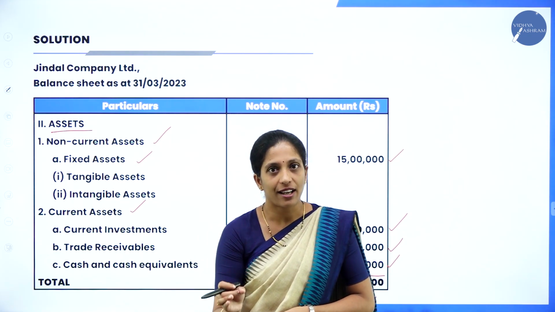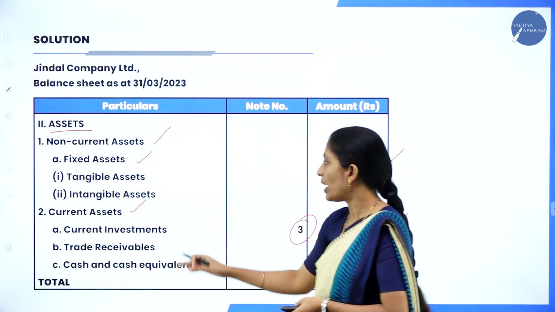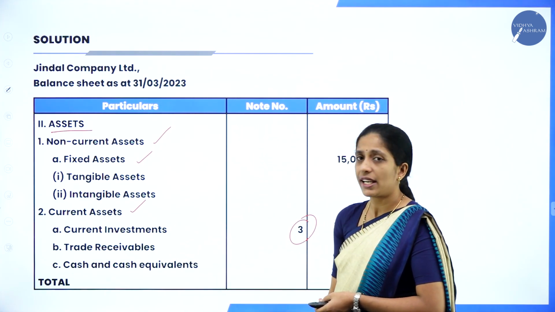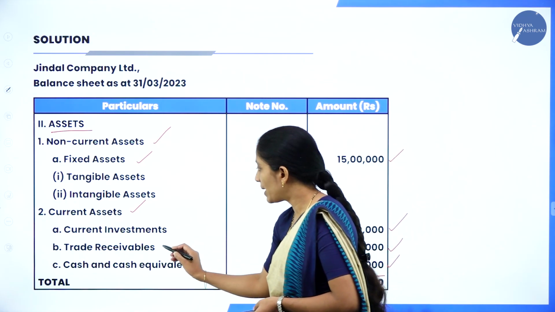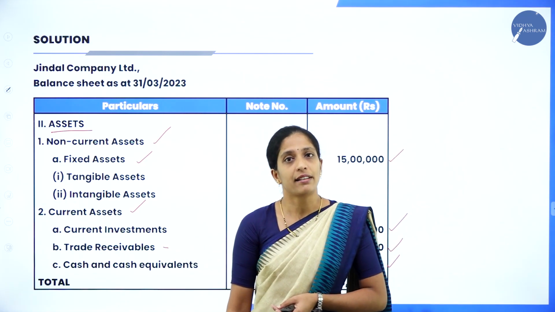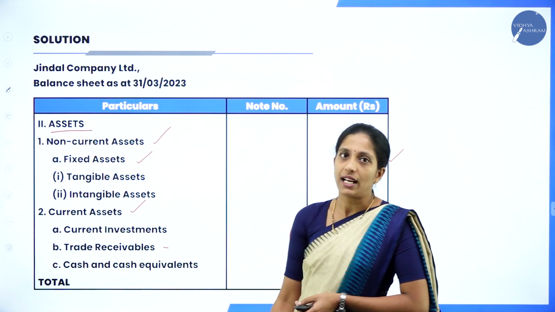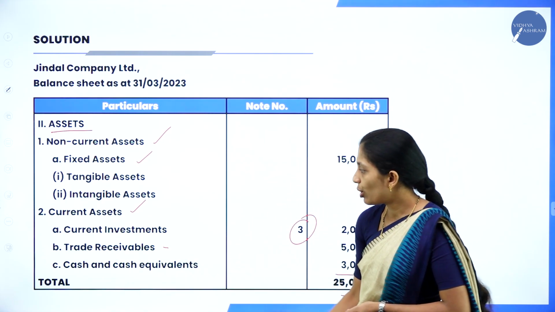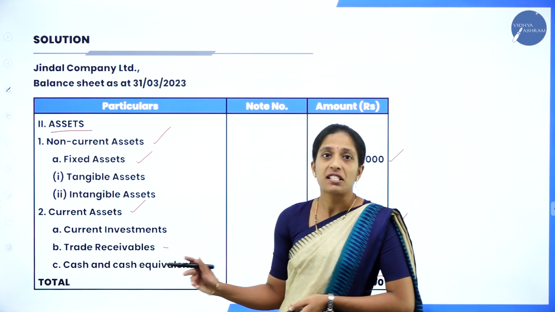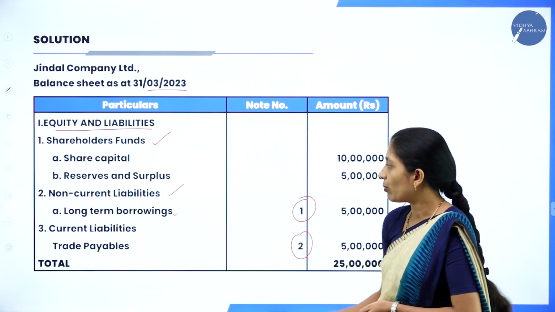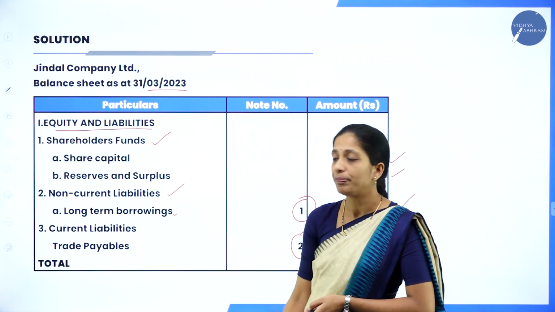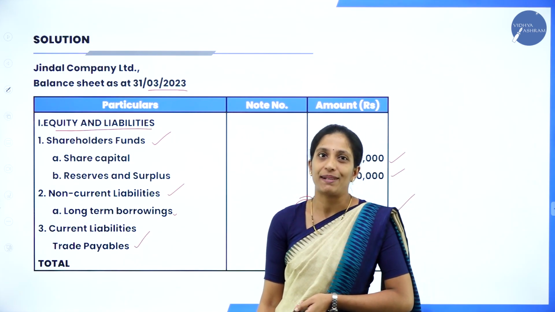Here you have to be careful. Short-term investment comes under what? Current investments. And trade receivables: under trade receivable, you have bills receivable and debtors. Cash equivalents, they have given us directly. Trade receivable, easy to remember. In your trade payable, what are you going to write? Under trade payable, it is creditors and bills payable.